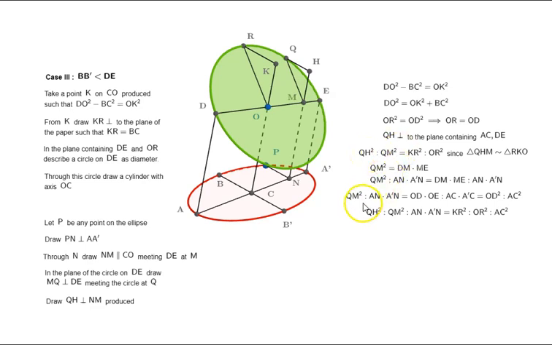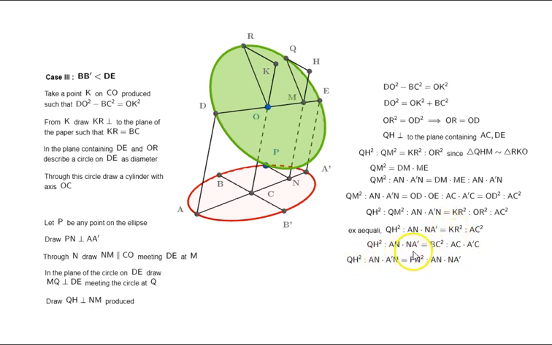So QH square is to QM square is to AN times A prime N is equal to KR square is to OR square. But here we have OD square, and OR is equal to OD. So we can say KR square is to OR square or OD square is to AC square. Equally, we can say QH square is to AN times A prime N is equal to KR square is to AC square. Now KR square is to AC square is equal to BC square is to AC square, which can be written as AC times A prime C because they are equal, and KR is equal to BC.